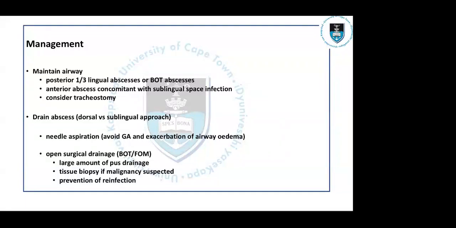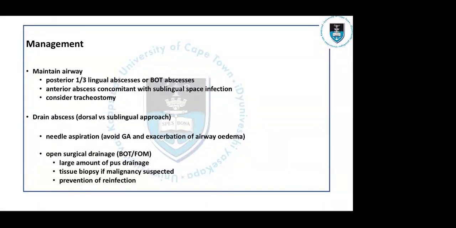Draining the abscess is described in two methods, needle aspiration and open surgical drainage. Both techniques can be performed via a dorsal or sublingual approach, while surgical drainage is preferred at the base of the tongue or floor of the mouth to avoid injury to the lingual artery.